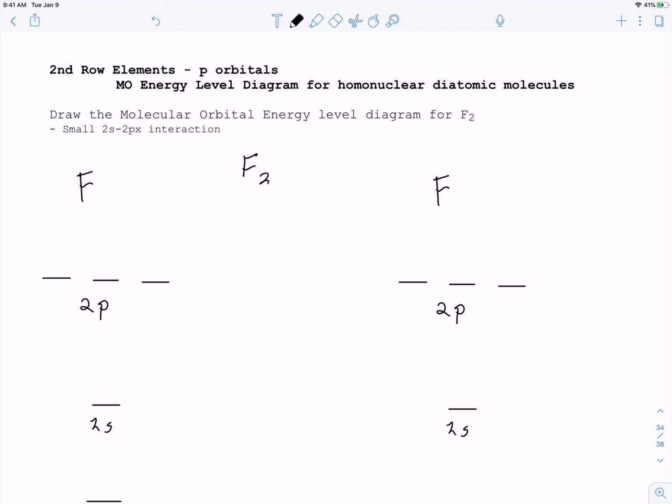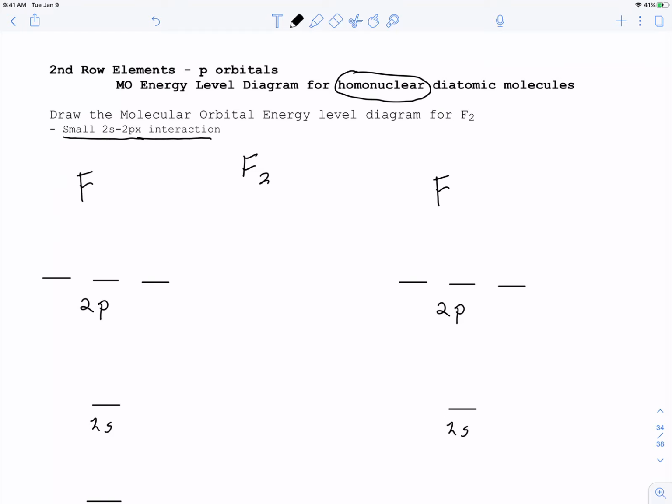We're going to create the molecular orbital energy level diagram for F2, the fluorine molecule. And I want to point out a couple of terms. One is homonuclear. It means that both the nuclei are the same, so it's fluorine and fluorine. The other thing that's going to be important is that there's a small 2s2px interaction, and I'll be explaining that later.